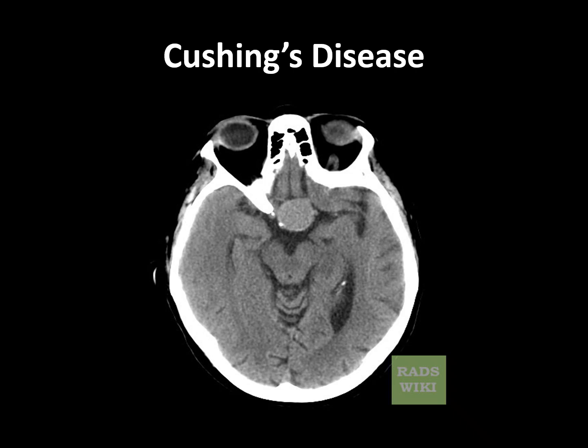Here is a CT scan of a patient with symptoms of Cushing's disease, and here is the large sella turcica right there. Remember that as the sella turcica gets larger, it might impinge on the optic chiasma, and then these patients, like with acromegaly, present with problems with vision. They might have bitemporal hemianopia.